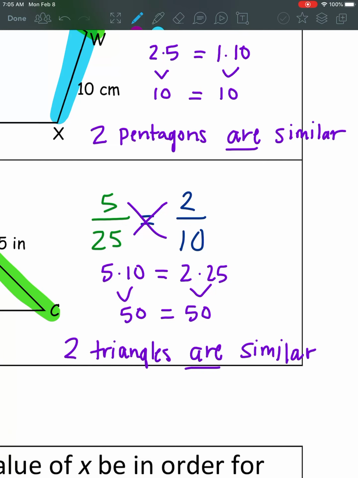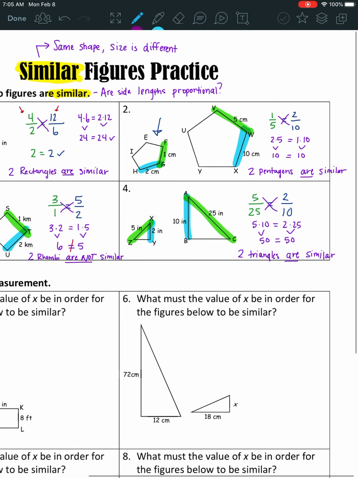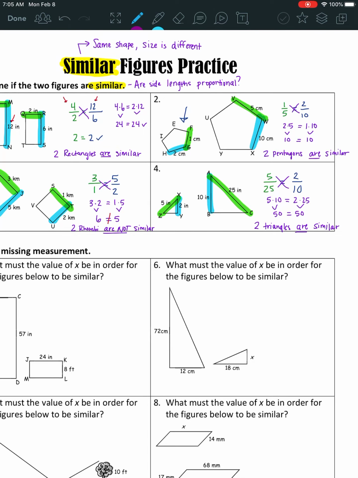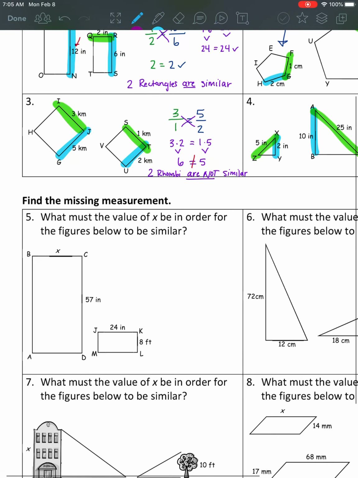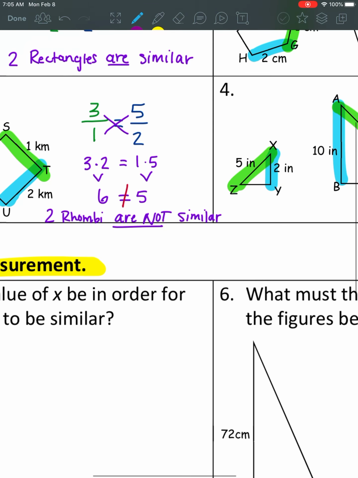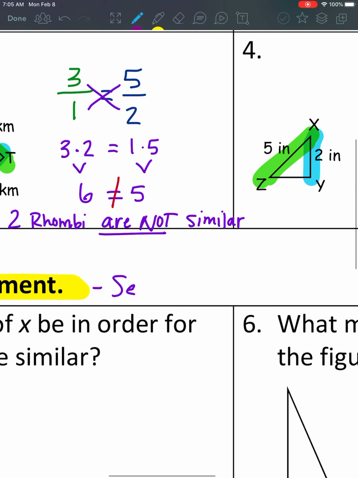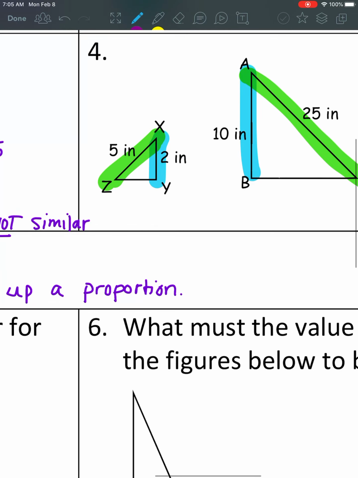So what we did in those 4 examples was just decide, are their side lengths proportional? Are they similar or not? Now these next examples, we are actually told that they are similar. Now we are going to find a missing measurement. In order to do this, we want to set up a proportion, and there's going to be one number missing in that proportion. We'll use that for our variable, and then we will solve.